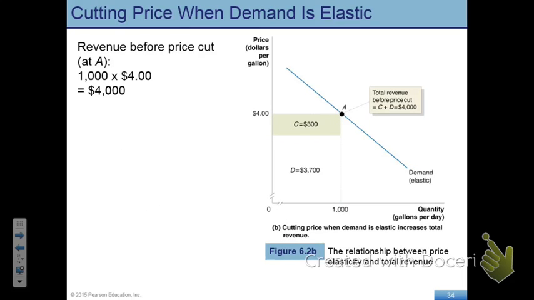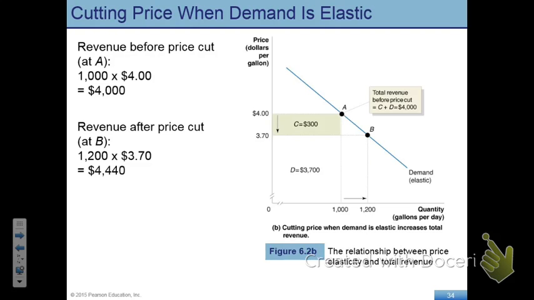So the next situation is the second part of this experiment, where you are again doing the same price cut from $4 to $3.70. The loss of revenue is $300. But now notice that this demand curve is kind of elastic. It's a flatter demand curve, right? How do you know? Because now the change in quantity demanded is much larger. Do we all see that?